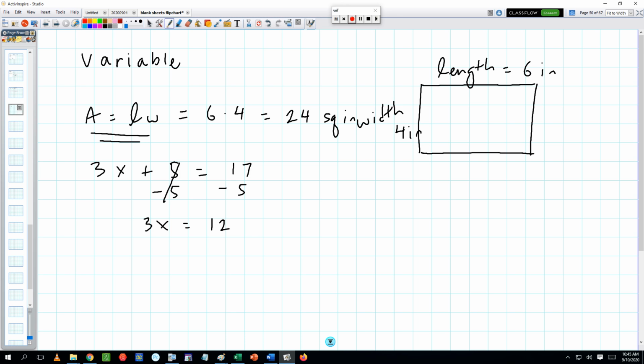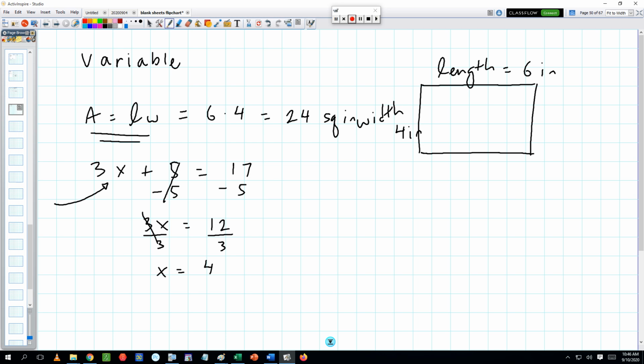The 3 is being multiplied to the x, so I would divide both sides by the 3. That allows these 3's to cancel. And 12 divided by 3 is a 4. So at first this x stood for some value, some variable that I didn't know, but with time I was able to figure out what that value was.